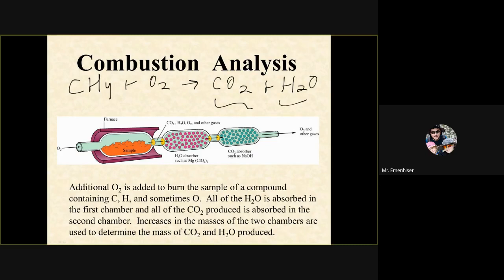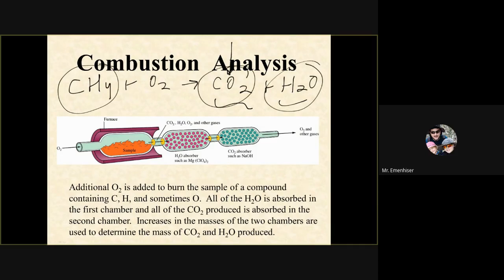We can figure out what the percentage hydrogen is, what the percentage carbon is, and then the rest is oxygen. So all of the carbon that is burned from this sample, CH4, goes into CO2 because the other product is water. There's no carbon in water. So all of the carbon is in CO2, and then all of the hydrogen is in the water.